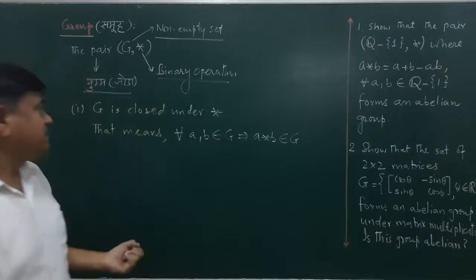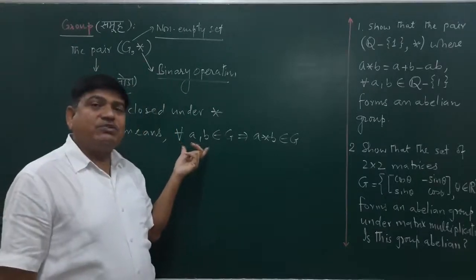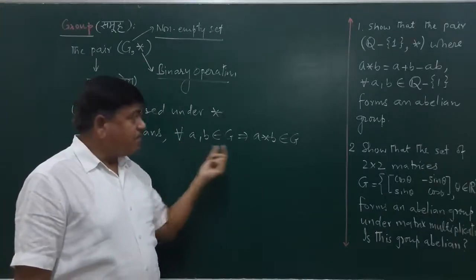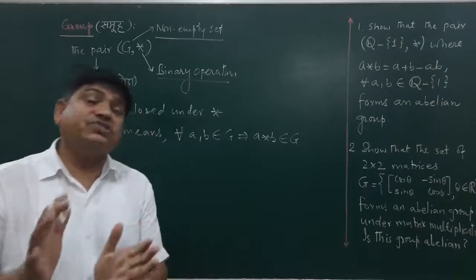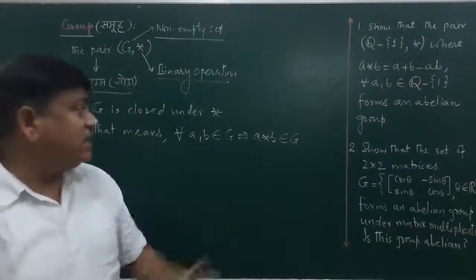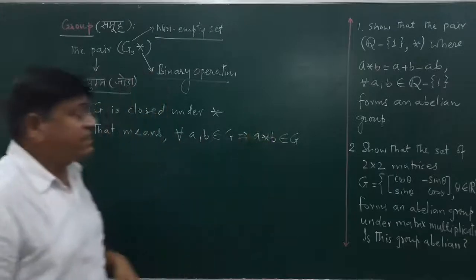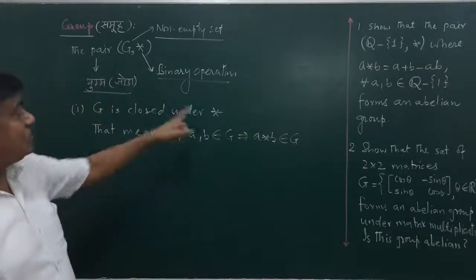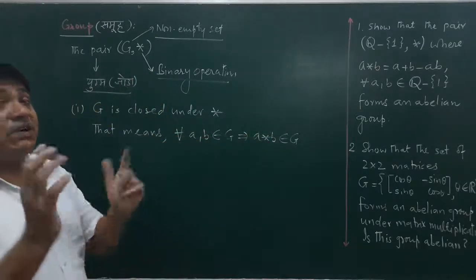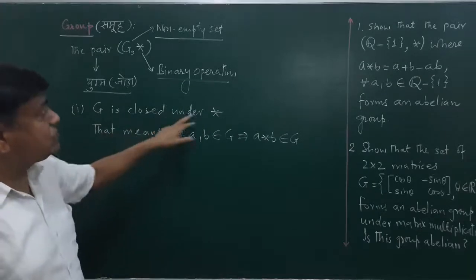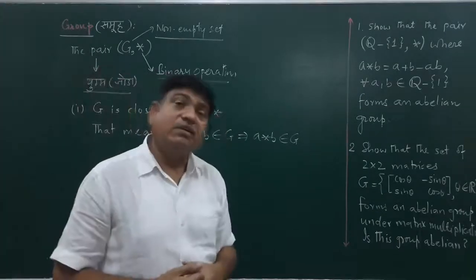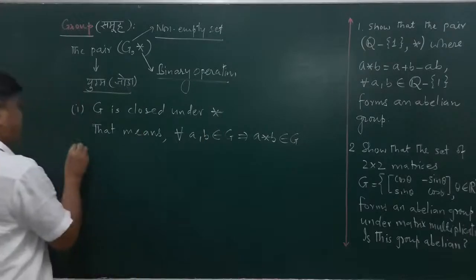So here it is. Consider any two members of G, compose under the given composition, under the given operation. The answer must be in G. Then we say star or the operation is binary composition, or in other words we say G is closed under this particular operation.